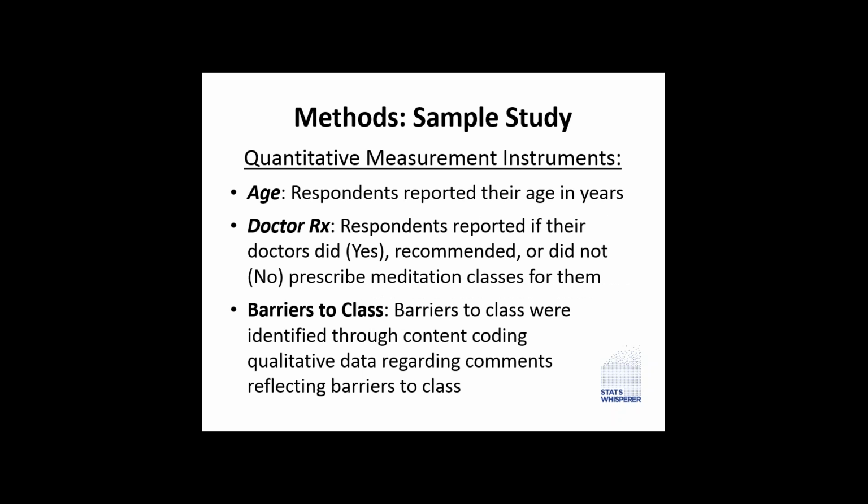Then we list how each factor is measured. In our manuscript, we list how each factor is measured. Age: we say respondents reported their age in years. Doctor prescription: the residents reported if the doctor recommended or did not recommend, prescribed yes, prescribed no. So they're reporting that to us, so we're saying who the informant is. Then barriers to class. We specify that we content coded the qualitative data regarding barriers, and that created our variable barriers to class.